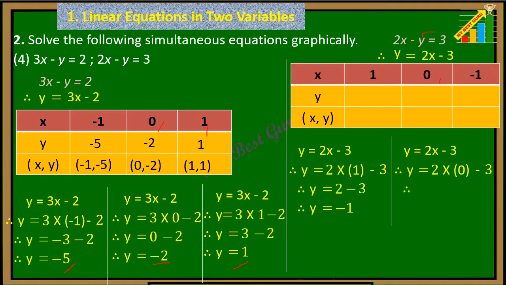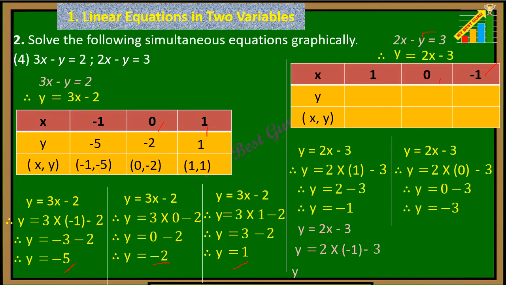Now the next part is y is equal to 0 minus 3. 0 minus 3 is y equals minus 3. And at last, put the value of x as minus 1. So y is equal to 2 in bracket minus 1, minus 3. So y is equal to minus 2 minus 3. Minus 2 minus 3 is minus 5. Just put the values as minus 1, minus 3 and minus 5 here.